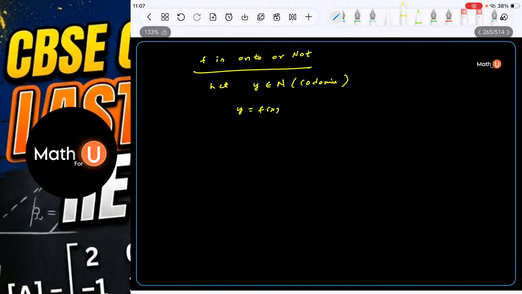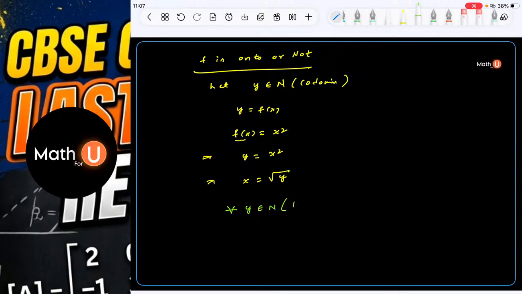What is the function given? The function given is x square. In place of f of x, y is equal to x square. Then taking square root on both sides, we get x equal to square root of y. There exists this for all y belonging to natural numbers, the codomain y values, but x does not belong to the natural numbers, the domain.